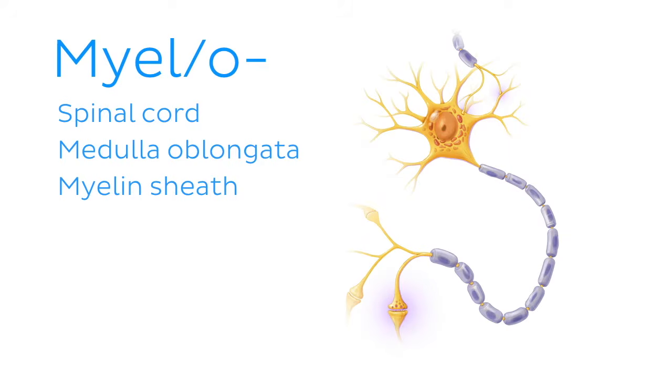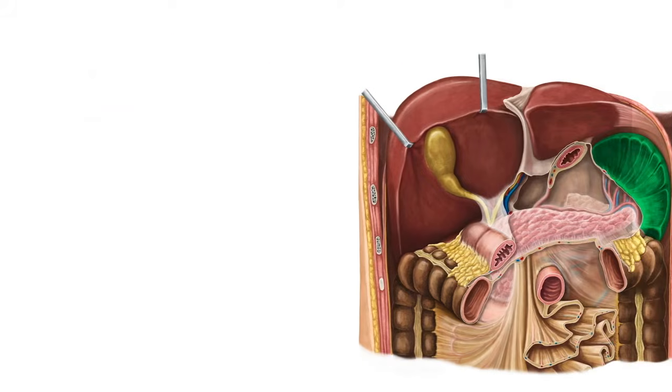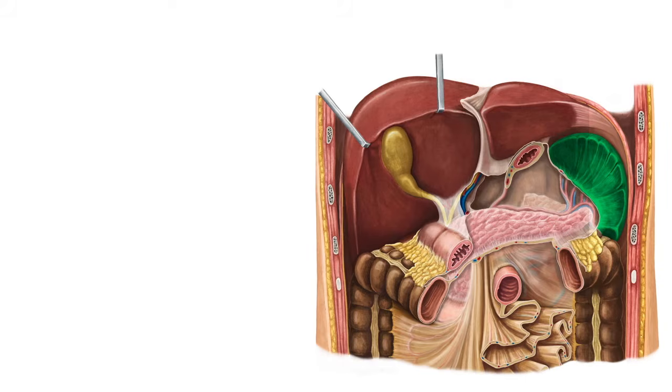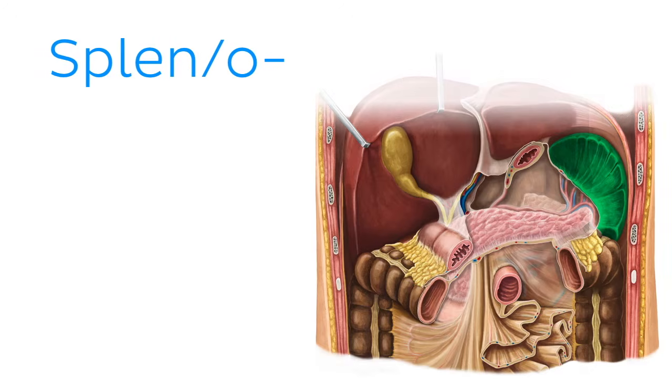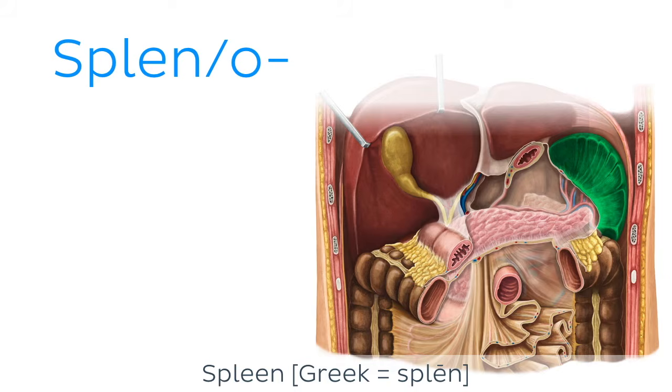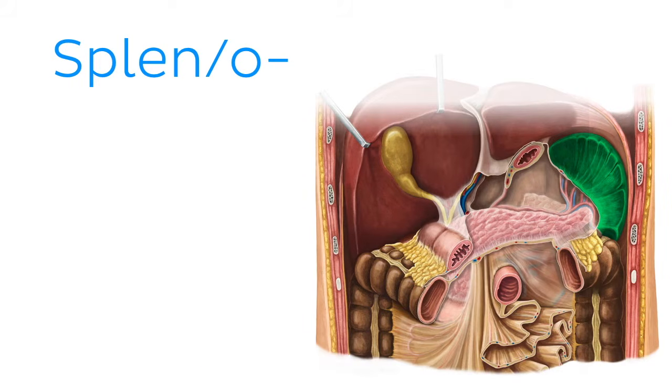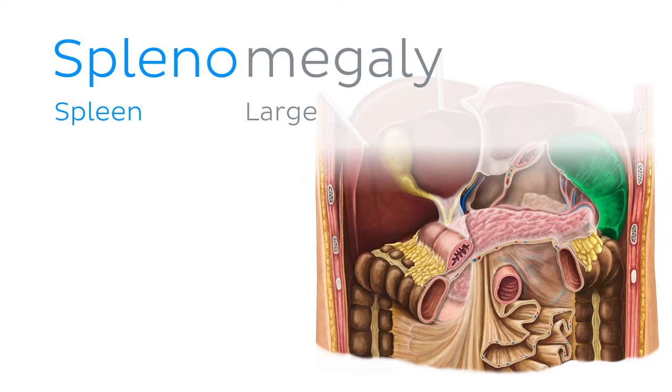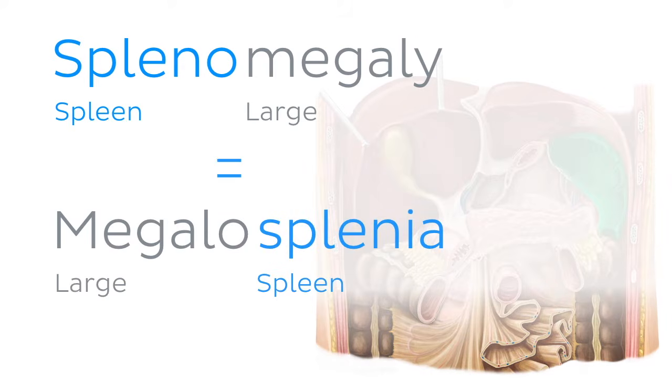Now let's continue on to look at some terminology related to the secondary lymphoid organs, beginning first with the spleen. This is the largest of the lymphoid organs, and when it comes to terminology, we most often use the root spleen or spleno with the O at the end, which comes from the Greek splen, so no surprises there. We can see it used in terms like splenomegaly or its inverse, megalosplenia, both of which mean the same thing, enlargement of the spleen.